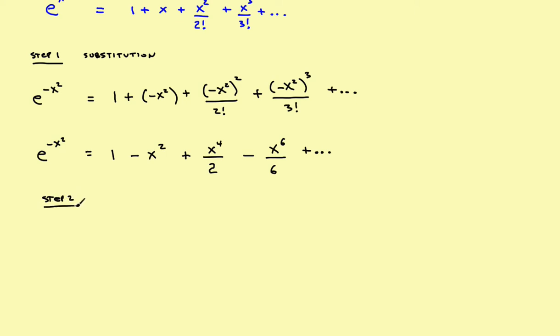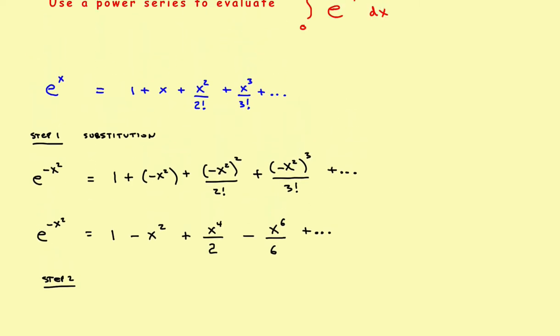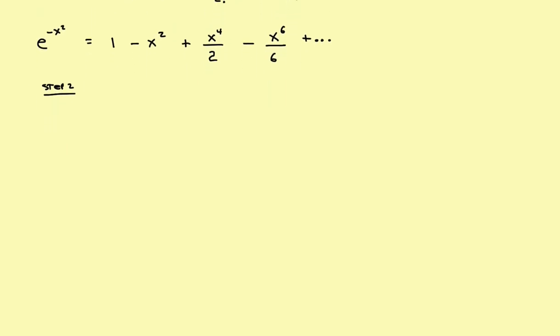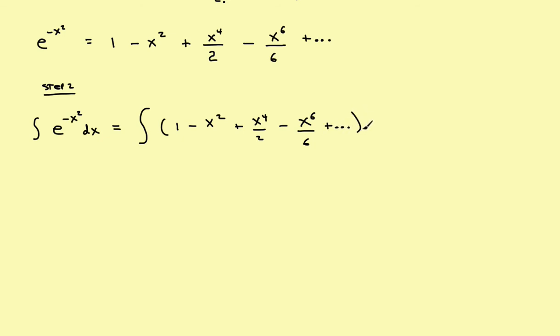Once you've got it in the form that you want, now we'll find the integral. Going back up to the top, we want to find the integral from 0 to 2. First we'll find the indefinite integral, and then we'll evaluate it as a definite integral. So the next thing I want is the integral of e to the minus x squared dx, and that's going to be equal to the integral of this power series: 1 minus x squared plus x to the 4th divided by 2 minus x to the 6th divided by 6 plus, and so on. It goes on forever. Then all that with respect to x.